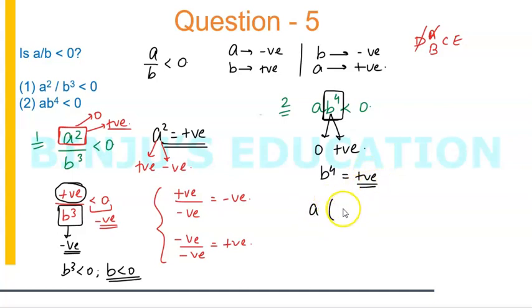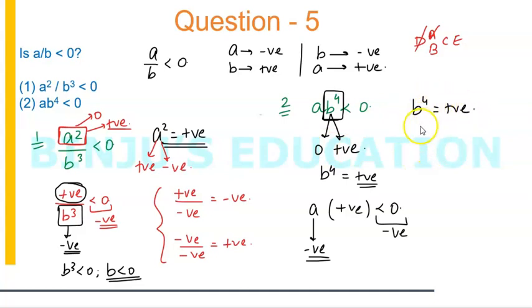So a multiplied by a positive quantity is less than 0, which means it's a negative number. When can that happen? Only in one case, that is when a will become negative. So from the second statement, one thing is sure, that a is negative, but what about b? Now again the same thing, b to the power 4 is positive. That does not mean that b will be positive, because b can be negative also.